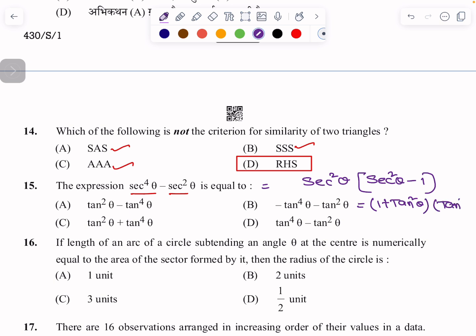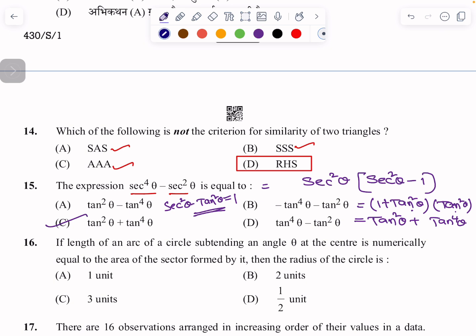So we have an identity, right? What is the identity we have here? Sec square theta minus tan square theta equal to 1. So use this identity, okay? So you multiply this tan square theta with 1. So tan square theta times 1 is tan square theta, plus tan square theta into tan square theta is tan power 4 theta. So which option is matching here? Tan square theta plus tan power 4 theta. So your answer C is matching. So next question we have here.